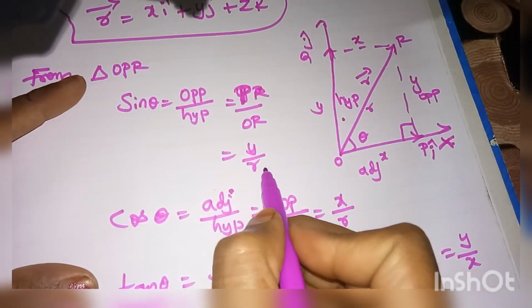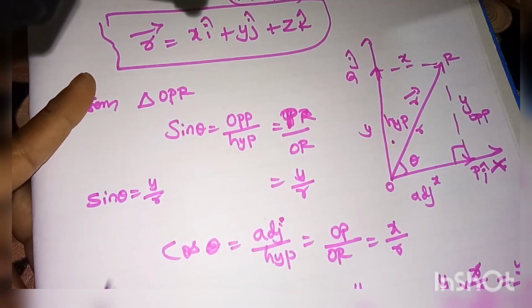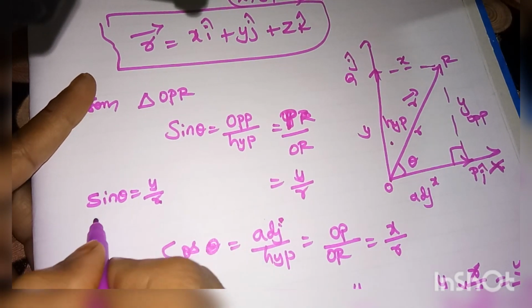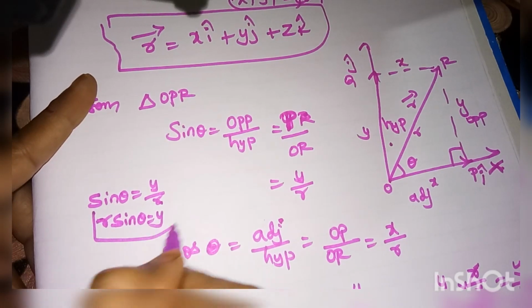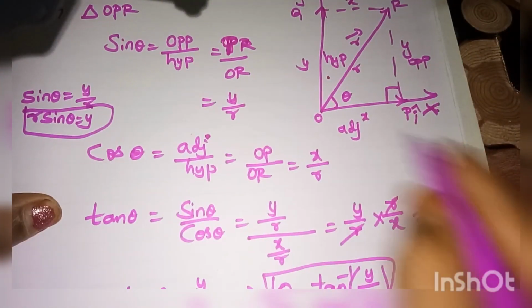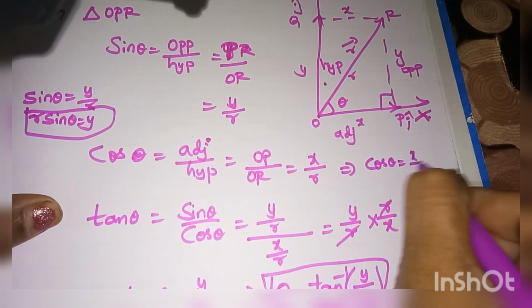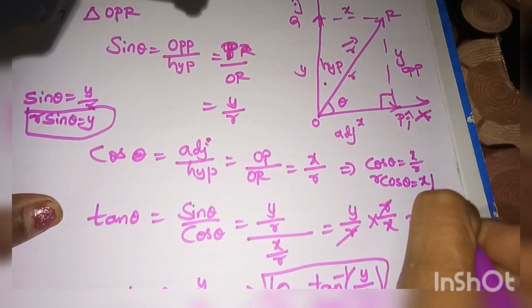Here sine theta is written as y by r. So send r to the left hand side, it will multiply. r sine theta equals y. y equals r sine theta. Similarly, cos theta equals x by r. r cos theta equals x.